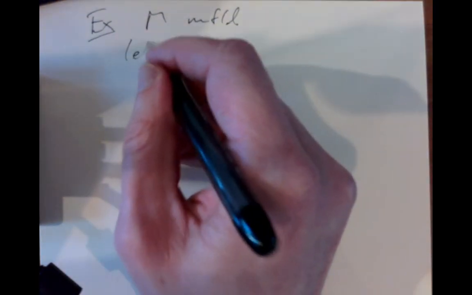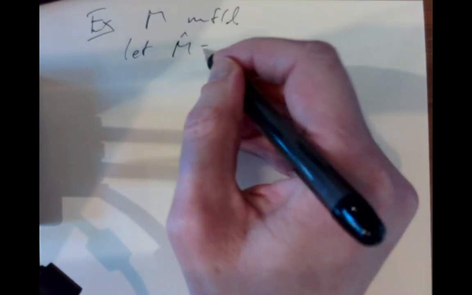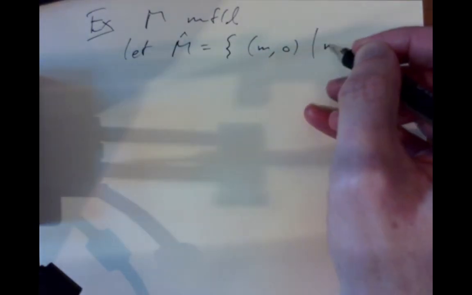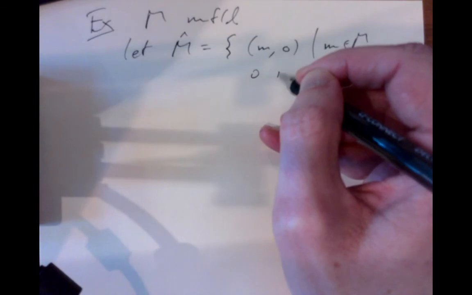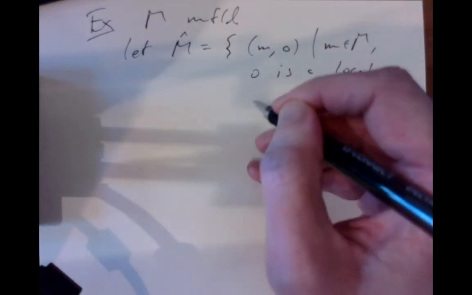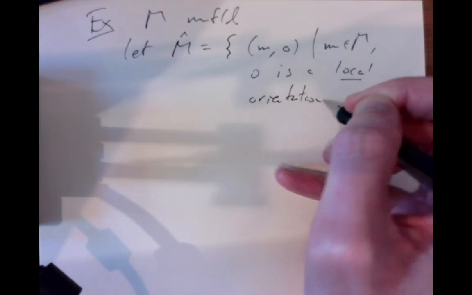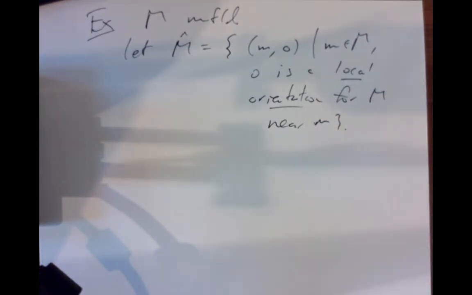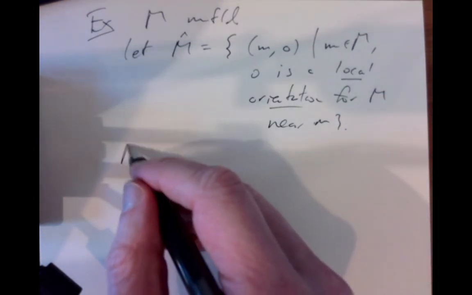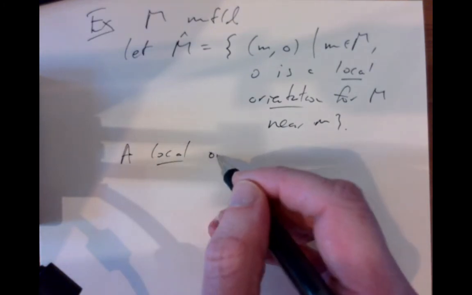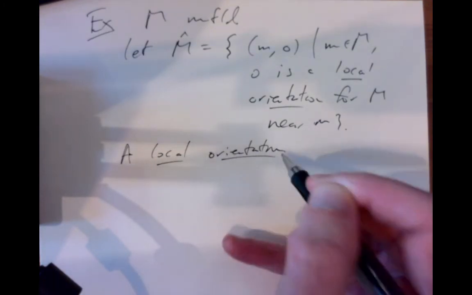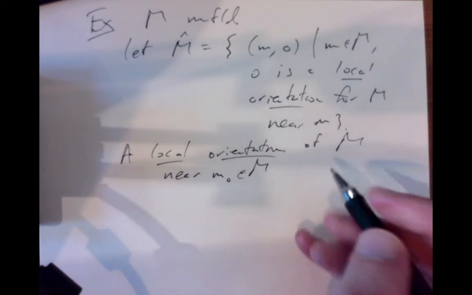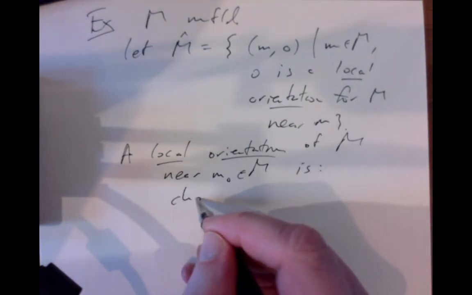All right, so M is a manifold. And then let's call it M hat, the set of choices of points m and little o, such that m is in M and o is a local orientation, I'll say what this means in a second, for M near little m. So all the choices of local orientations. What's a local orientation?